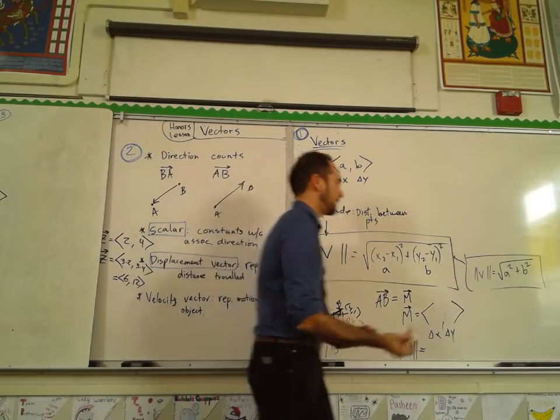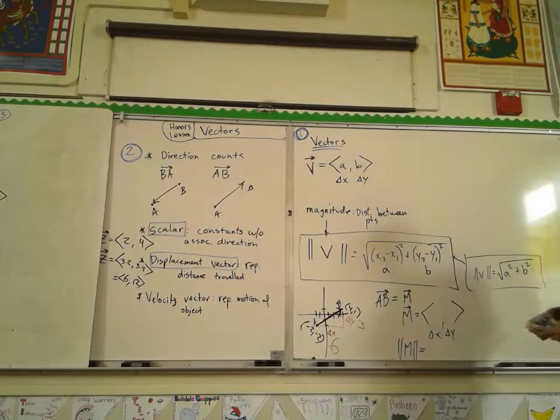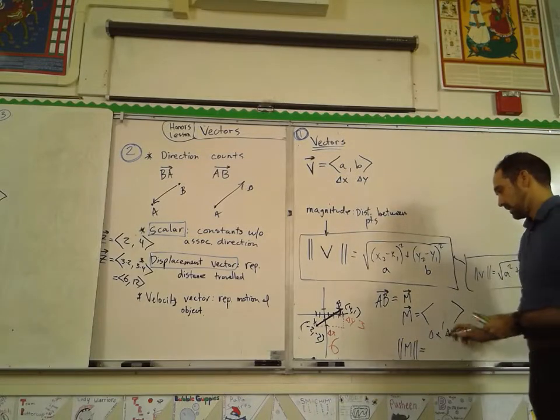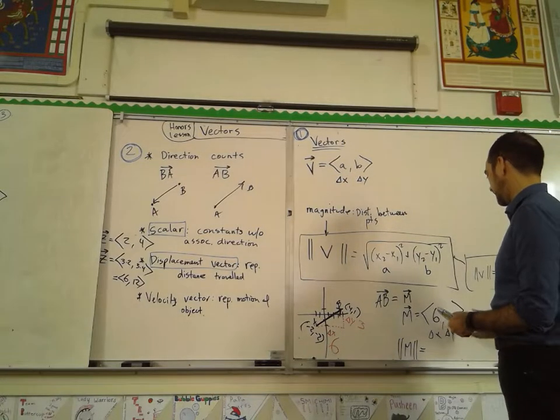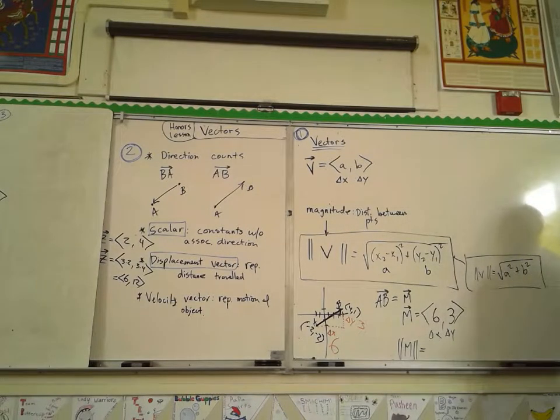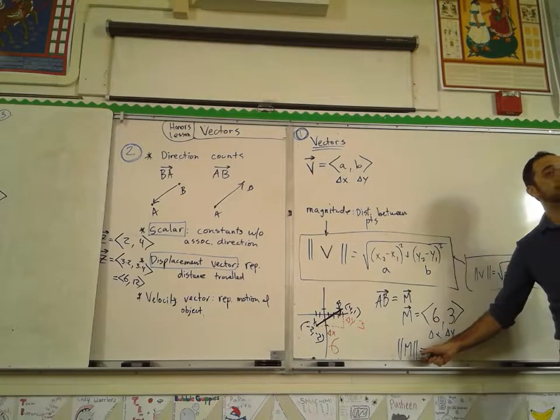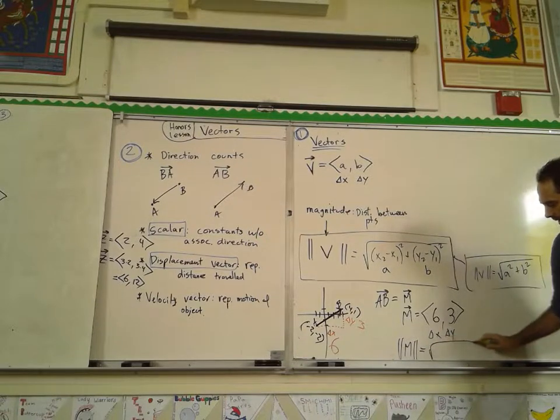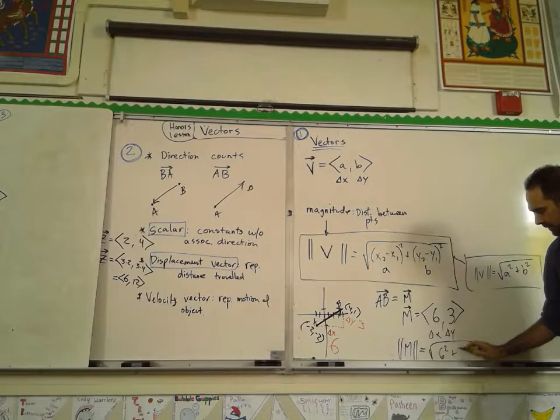So then I come over here. I know my change in x. Vector m is equal to an a value of 6, b value of 3. Okay. Now we know a and b. Now we can find the magnitude. So now I'm going to go ahead and throw those in there. 6 squared plus 3 squared.